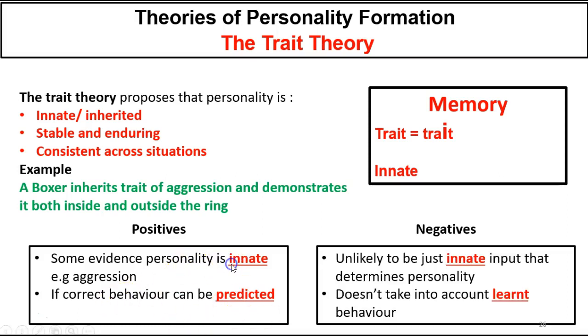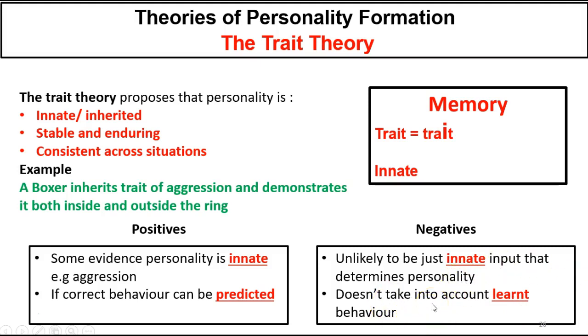Now, if I just said to you the negatives of trait theory, as I'm sure we're all aware, it's very unlikely that just innate input or genetic input is going to dictate our personality. Of course, it's not. On top of that, it doesn't take into account learned behaviour. And as you'll see on here, when you talk about trait and social, you always get a negative evaluation mark by saying the disadvantage of this approach is it doesn't take into account social learning. And the same as social learning theory doesn't take into account innate traits. So they're very different theories.